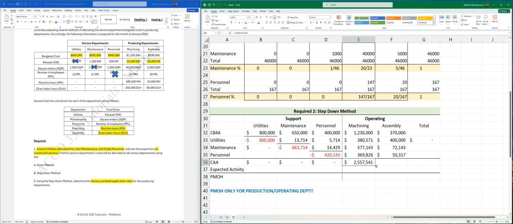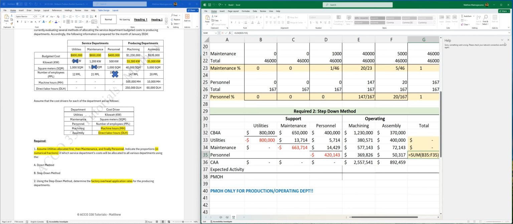We go 2,557, 541, 892, 459. There we go, guys. And let's just add this all up just to see here. Yes, perfect. So remember, guys, at the end of the day, our total lines have to be 0 because basically we're taking the negative number here and we're spreading it to every other department that comes afterwards. So that's why when you sum up the whole lines, guys, it's going to be 0.